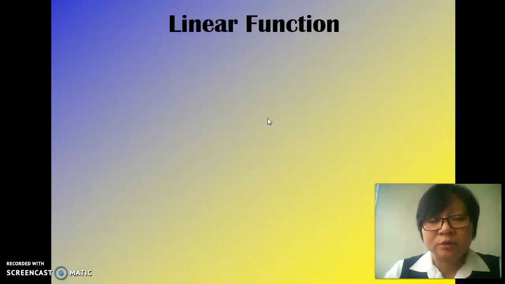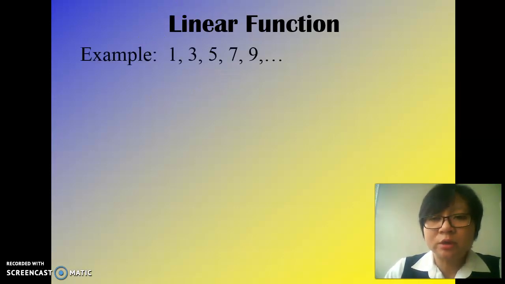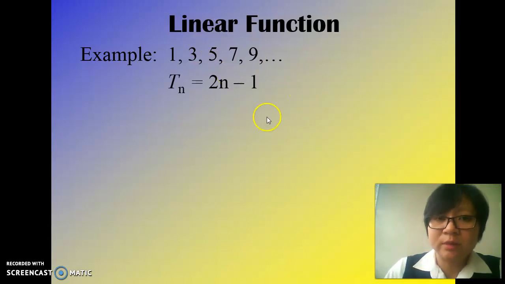Next, about linear function. Why linear function? Because an arithmetic sequence is a linear function. Why? Because when you plot or draw an arithmetic sequence on graph paper, you'll get a straight line graph because the increase or the decrease of an arithmetic sequence is constant. To explain about function, I'm going to use the previous example, which is the sequence of odd numbers. Okay, the nth term is 2n minus 1.